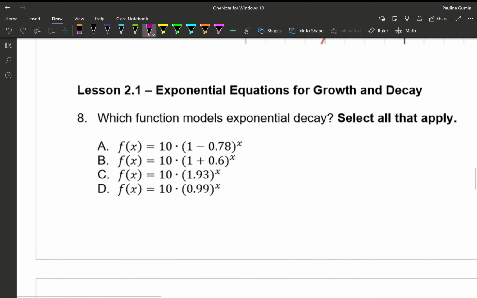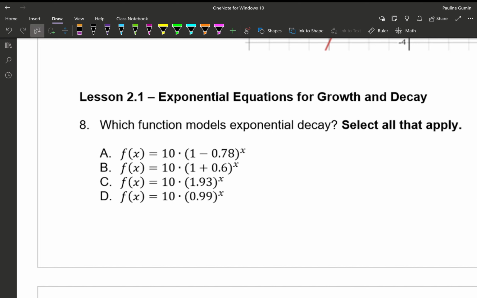Number 8, which of the functions model exponential decay? Now, exponential decay happens when inside of our parentheses, we either have a minus or a number less than 1. So, letter A, 1 minus 7.78. That's decay. Letter B, 1 plus 0.6. No, that's growth. So not letter B. Letter C, we have 1.93. That's growth. It's bigger than 1. Letter D is 0.99.